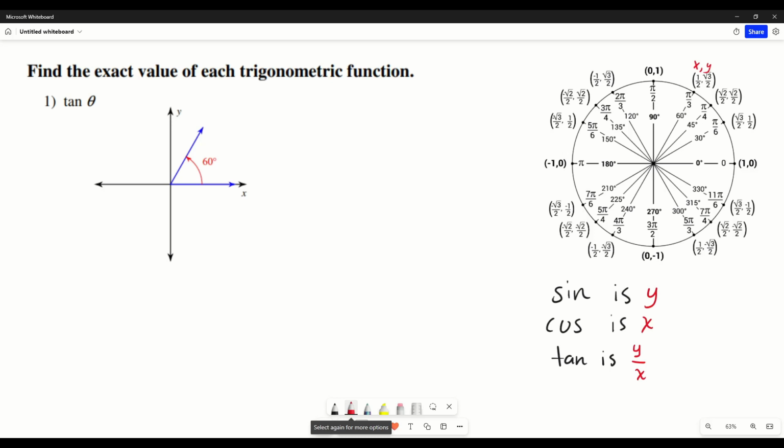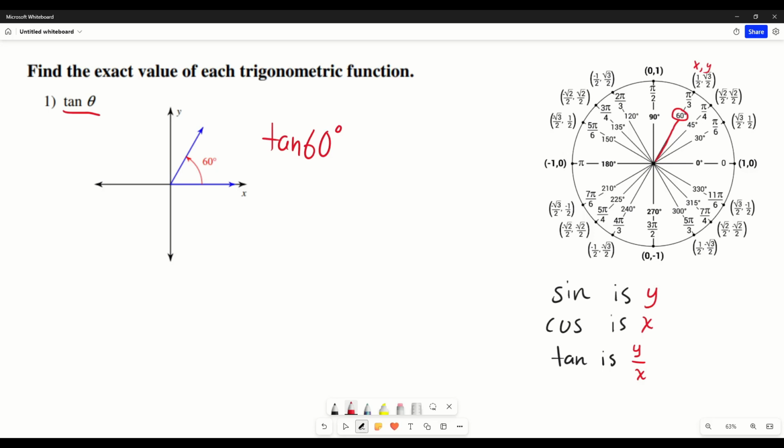For question 1, we have tan of theta. It gives us a degree right here, which is 60 degrees. So we want to find what tan of 60 degrees is. Gratefully, I have a unit circle on the top right of the screen, which is really helpful in finding our values. 60 degrees is in quadrant 1. This line right here is 60 degrees, which is pi over 3.